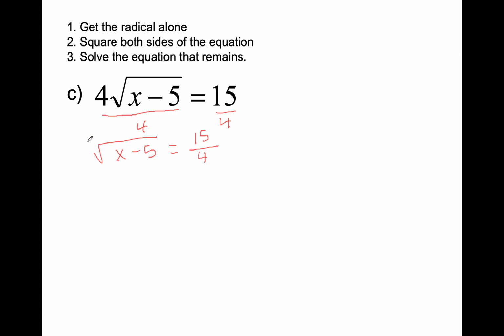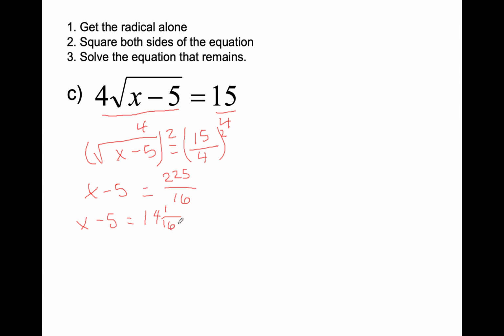Next, I'm going to square both sides. I'm going to add in some parentheses, so I remember to square everything on each of the sides. So on my left side, I'm just left with x minus 5, and that is equal to, well, 15 squared is 225. 4 squared is 16. I'm going to tell you right now that 225 over 16 is 14 and 1/16 as a mixed number.